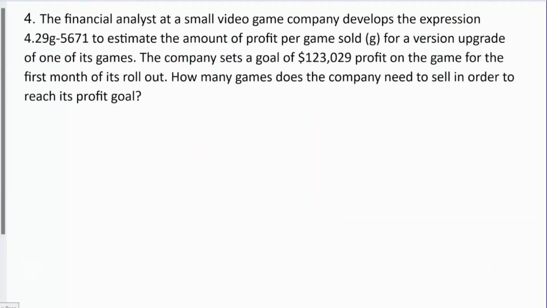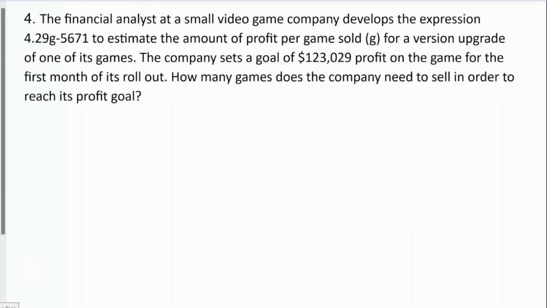Okay, for number 4, it says a financial analyst at a small video game company develops the expression 4.29g minus 5,671 to estimate the amount of profit per game sold, G, for a version upgrade of one of its games. The company sets a goal of $123,029 profit on the game for the first month of its rollout. How many games does the company need to sell in order to reach its profit goal?